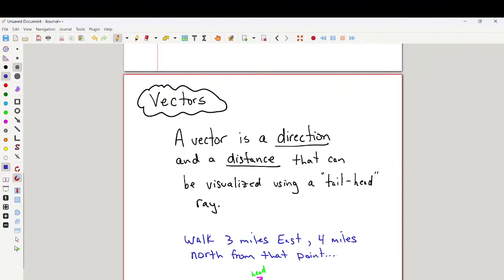Cool. So if you had no experience with what a vector is, that's what it is. I keep saying a quantity, but it's really 2 quantities that represent a distance and a direction.